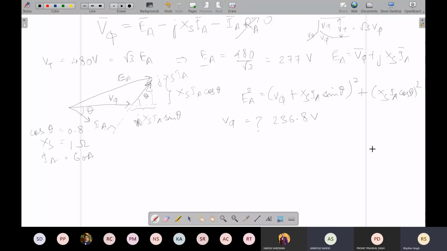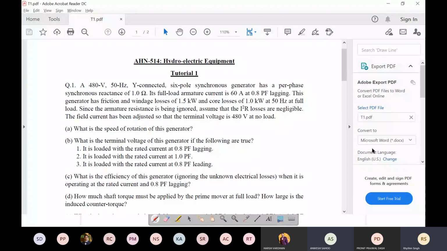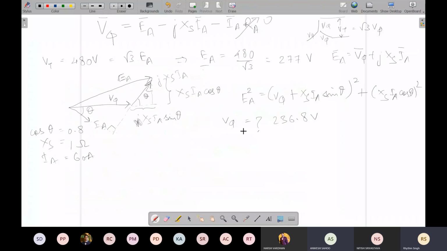But as I said, this is still not the final value. There is one more step needed here. Multiplying by root 3. Right, because what is being asked is the terminal voltage of this generator. So this is the per phase voltage. The final answer is the terminal voltage VT, which in the star connection is equal to root 3 Vφ. So you'll get 410 volts.